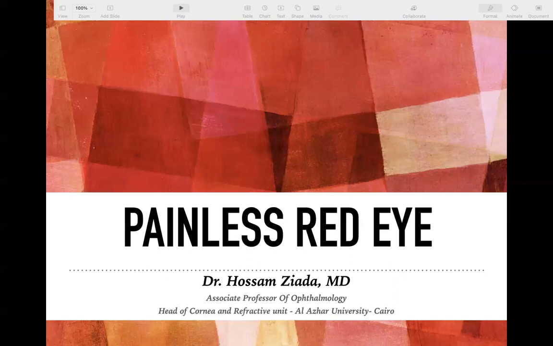So all of us have to know the differential diagnosis and approach to diagnose the disease underlying this red eye presentation. So firstly, we have to divide the red eye into two categories. The first one is painless red eye. The second one is painful red eye. And today we'll start a series about the painless red eye causes. Let's start.